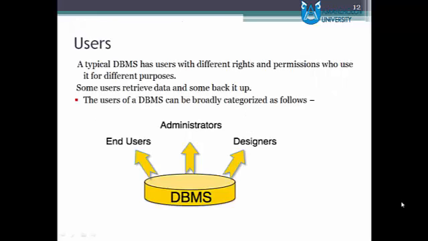A typical database management system has users with different rights and permissions who use it for different purposes. Some users retrieve data and some back it up. The users of database management systems can be broadly categorized as follows: end users, administrators, and designers.